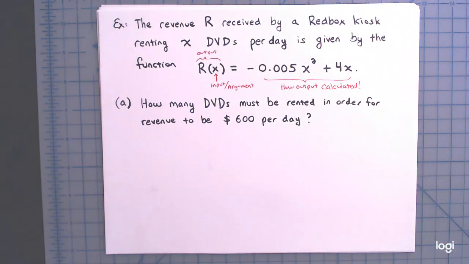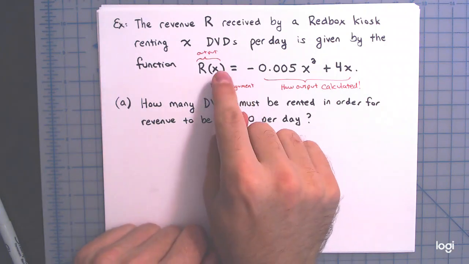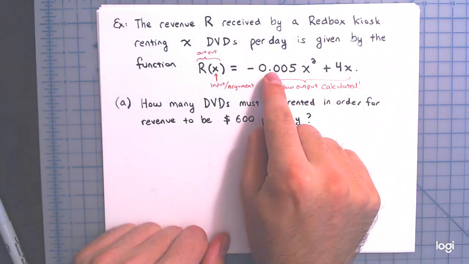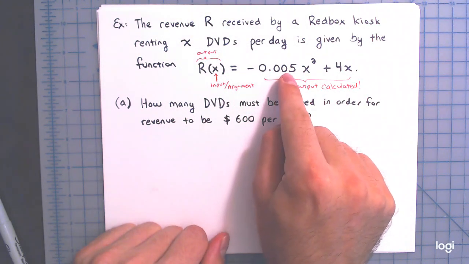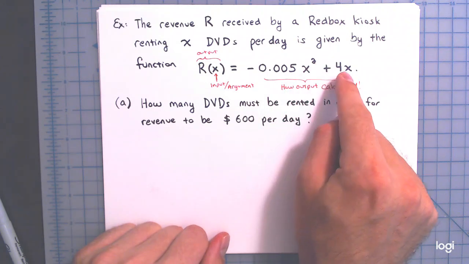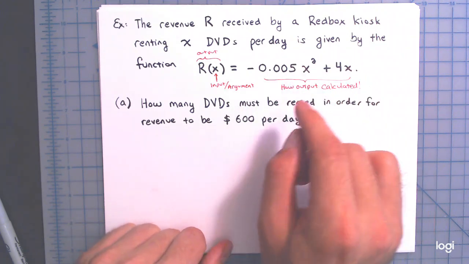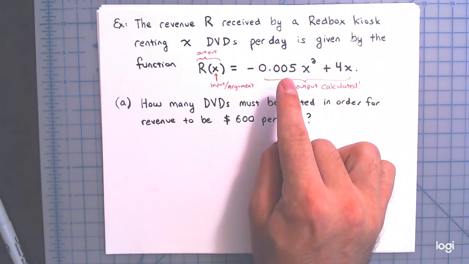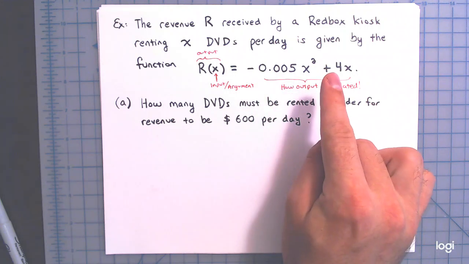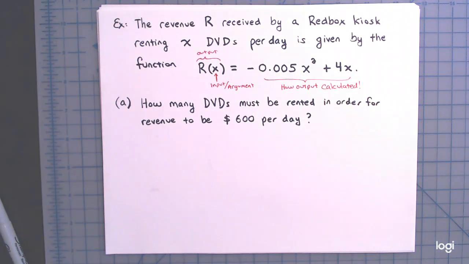So how it is calculated is, I take the input x and the revenue R will be equal to negative 0.005 times x squared plus 4 times x. So negative 5 thousandths times x squared plus 4 times x. So the first question, I have two of them, and they're very similar.